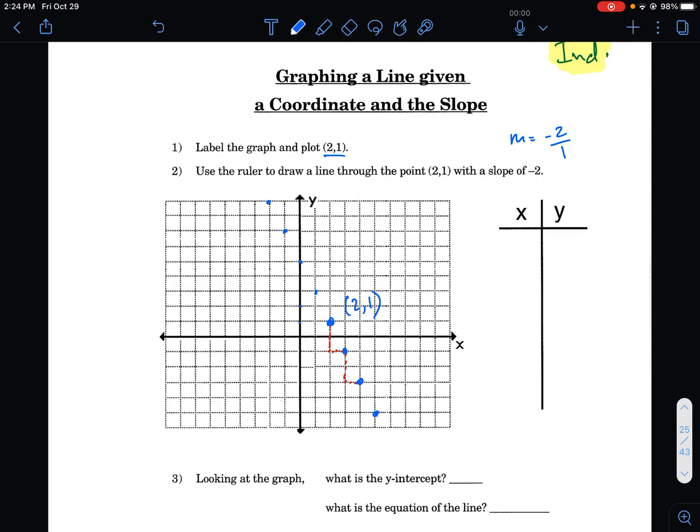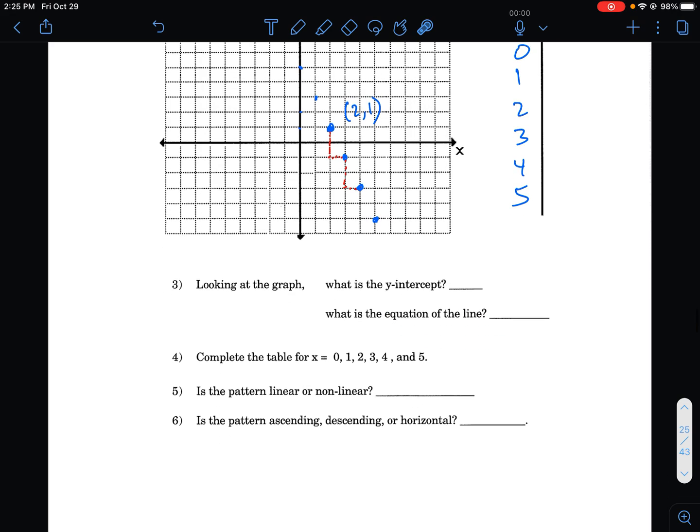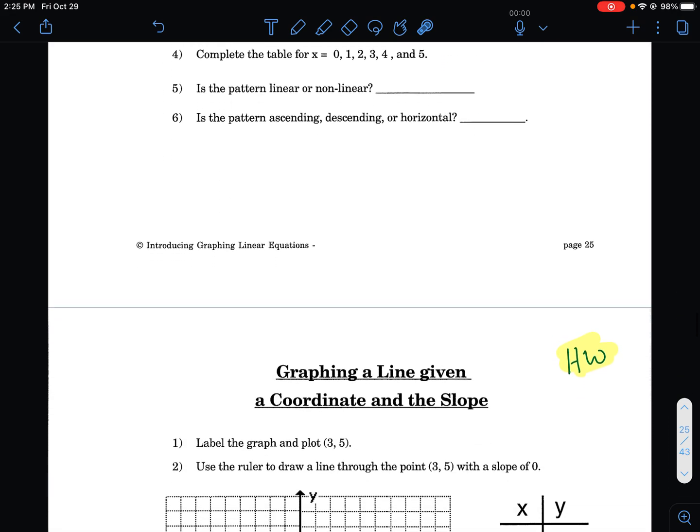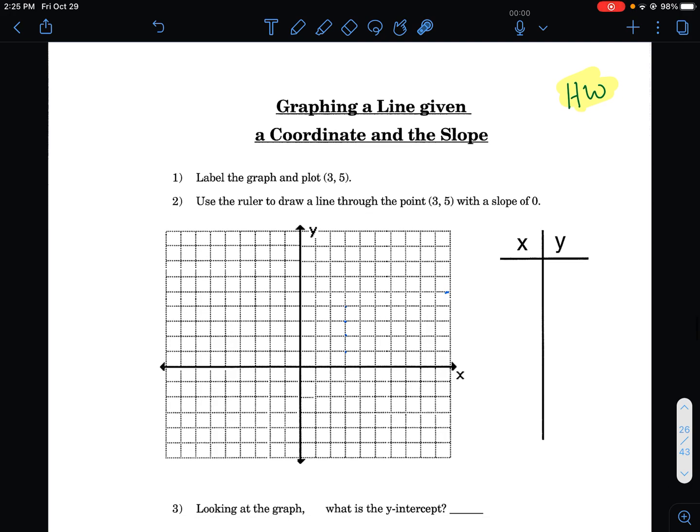Draw a line through those. Anyways, go ahead and fill out the table on your own, draw the line on your own, and figure out what the y-intercept is, the equation of the line, and all that other good stuff. This one's a little bit tricky as well.